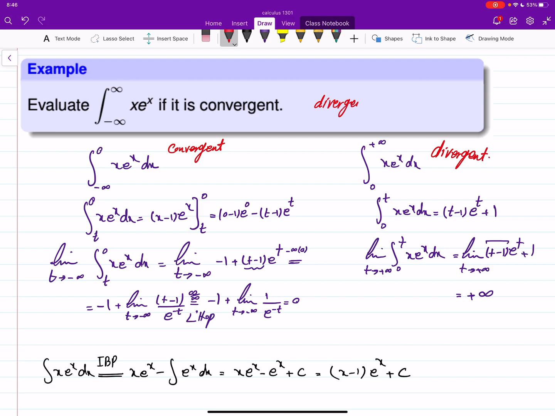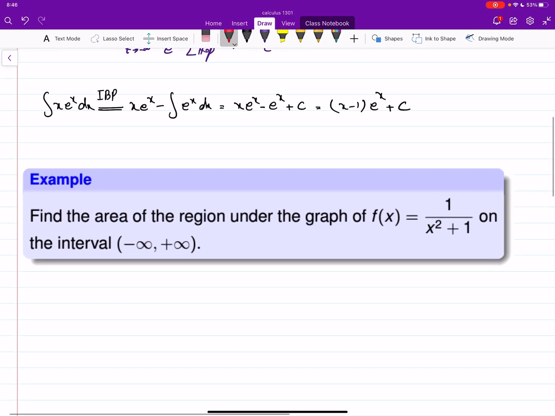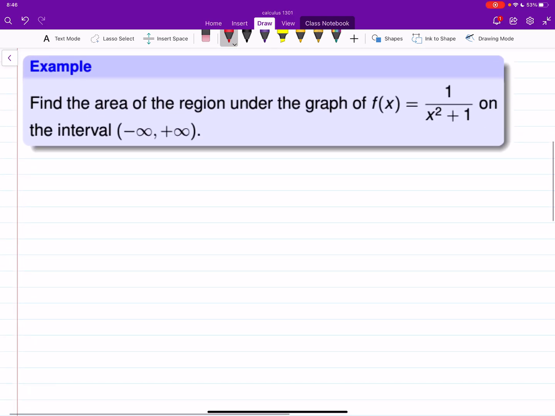So we don't have any number for that. Okay. So another example, find the area of the region under the graph of this point.